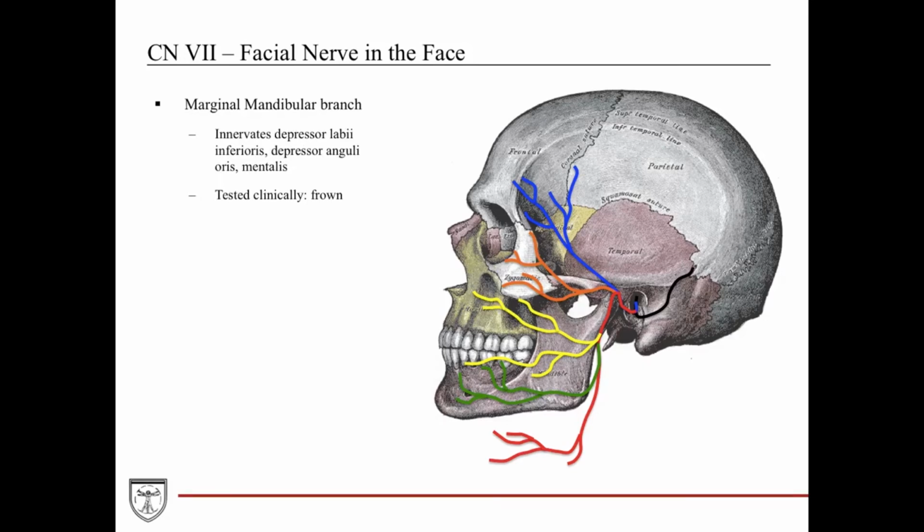And you have your marginal mandibular branch. This innervates your depressor labii inferioris, your depressor anguli oris, and your mentalis. This is the one where you have them over-accentuate lower lip depression, just having them over-accentuate a frown. And that's how you can test this one.